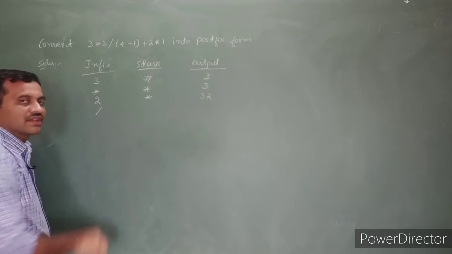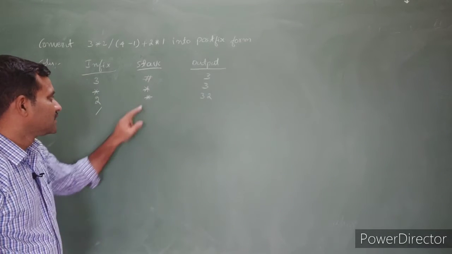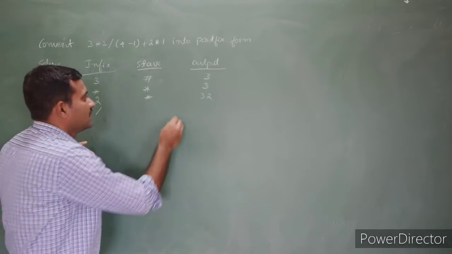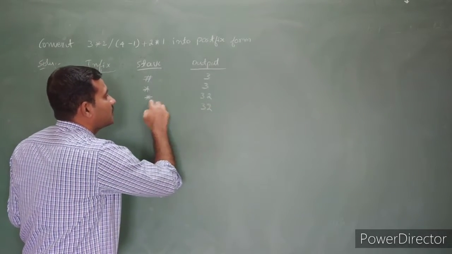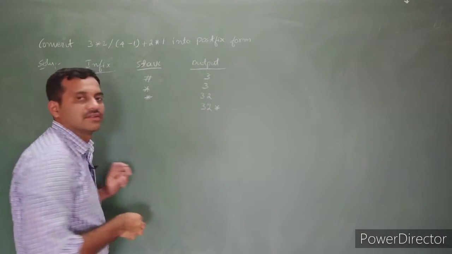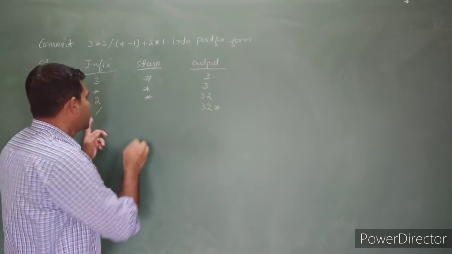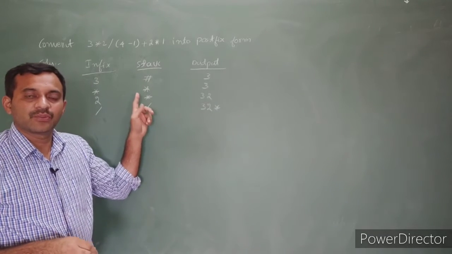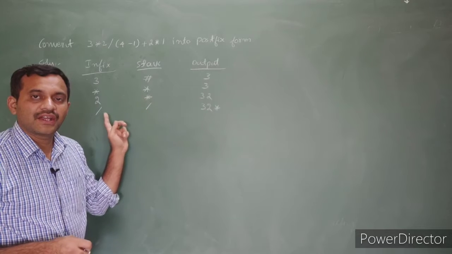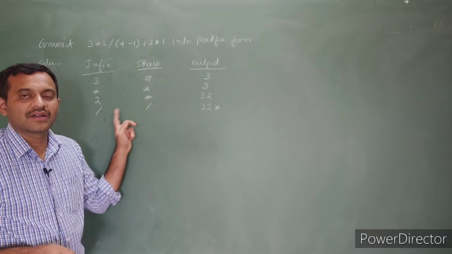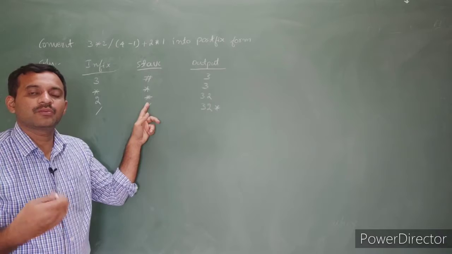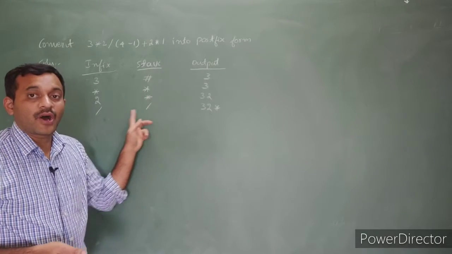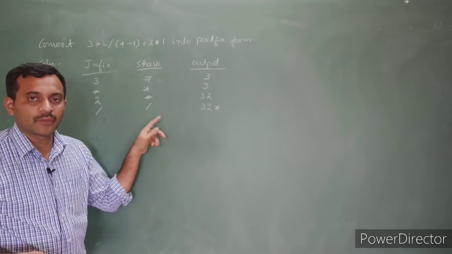Next one is the division operator. See here, star and division have the same priority. If it is the same priority, then first pop the operator to the output, then push the new operator. When we do like this, if the priority of the topmost operator and the new operator is the same, or the topmost operator has higher priority than the new operator, then pop the operator to the output, then push the new operator.